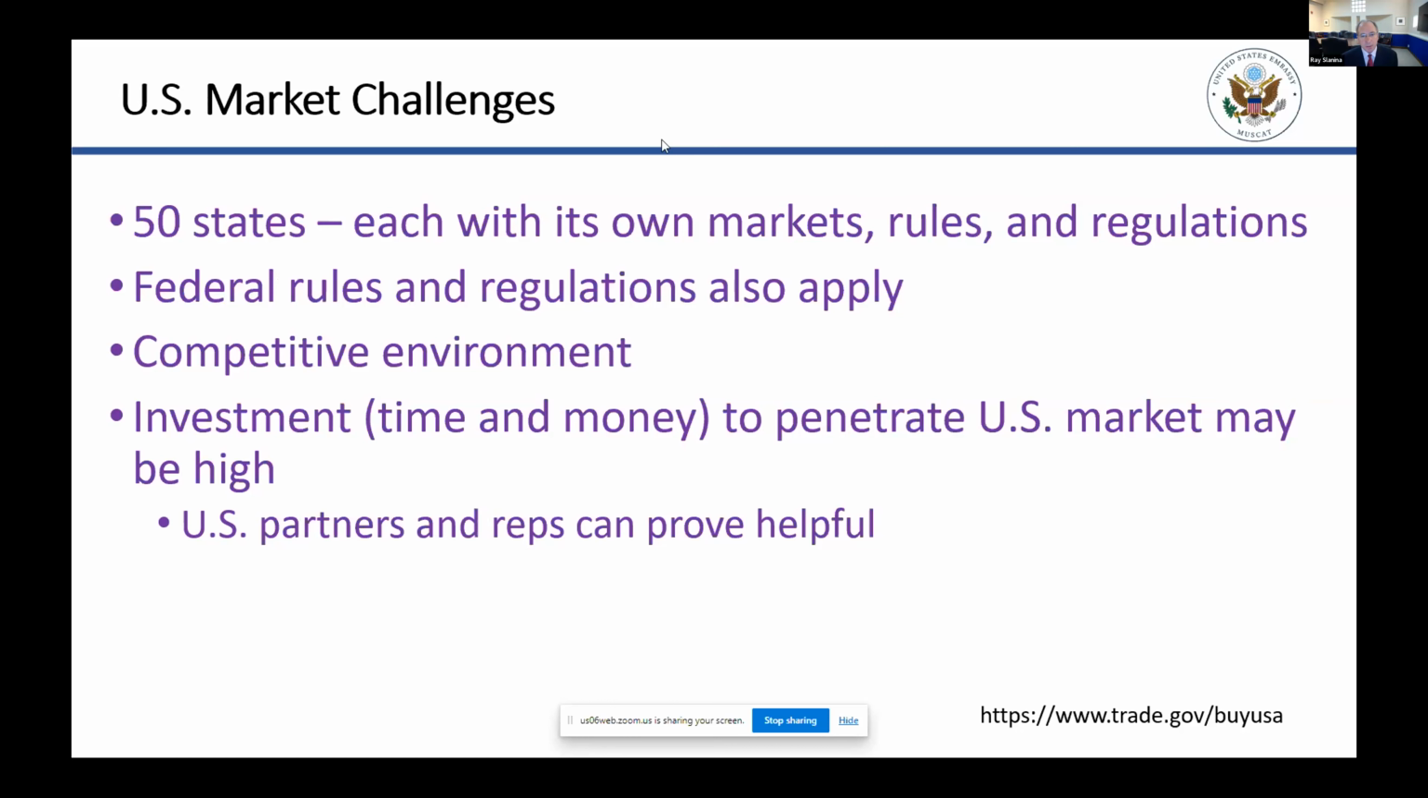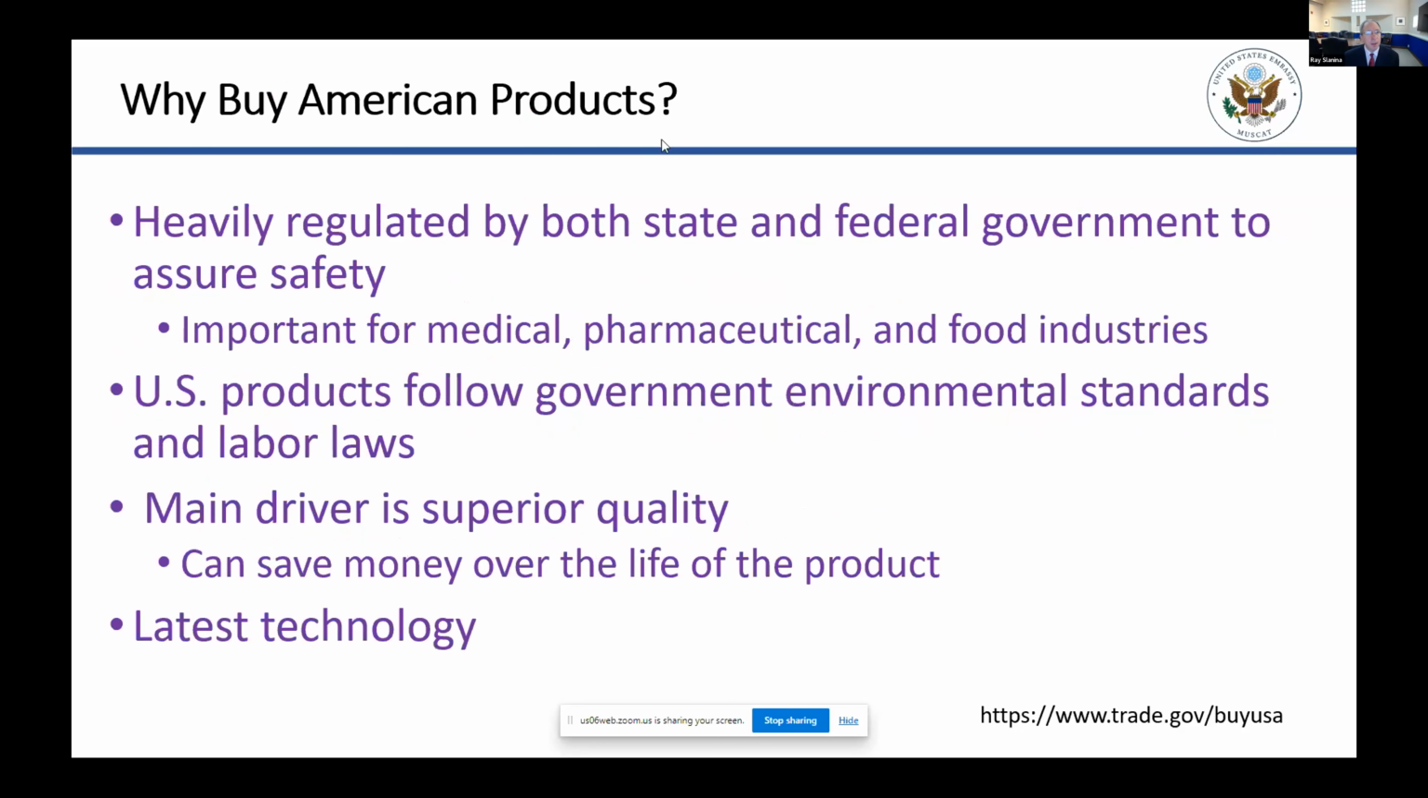Some of the challenges were already discussed, but there are 50 different states, each with their own rules, markets, and regulations. And you also have to comply with federal law. So sometimes that can be a little bit daunting for new people entering the market. It's highly competitive, that was touched on before. And it may take a little bit of time and effort to penetrate and to navigate that complex system. But on the plus side, the payback could be very, very high. And this is where US partners and reps can prove very helpful, which was discussed earlier.